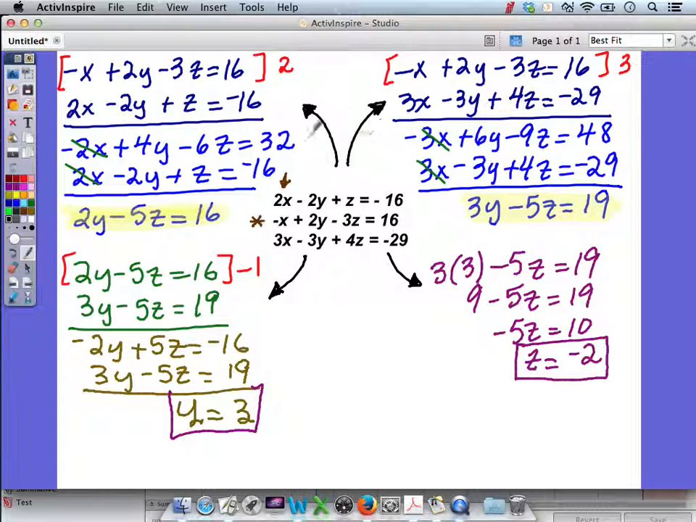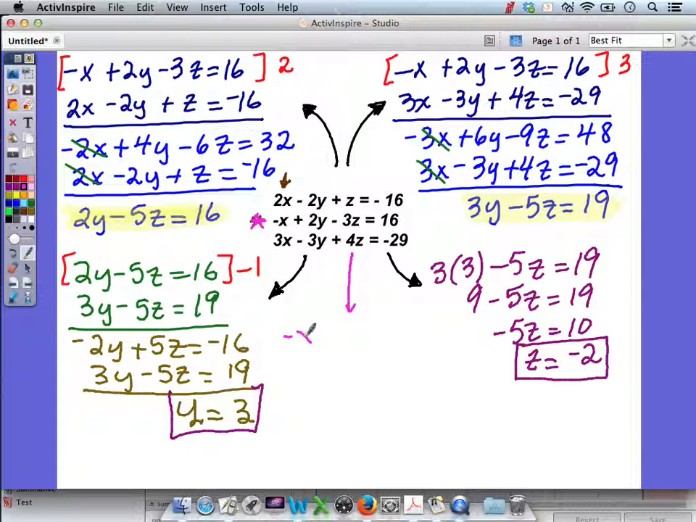And last but not least, I'm going to go back to one of these equations where I have all 3 variables. Because I have y and z, what I need is x. I personally like to be somewhat consistent, so I always go back to the one I put an asterisk by. It does not matter which one that you use, but you need to go back to something kind of easy.